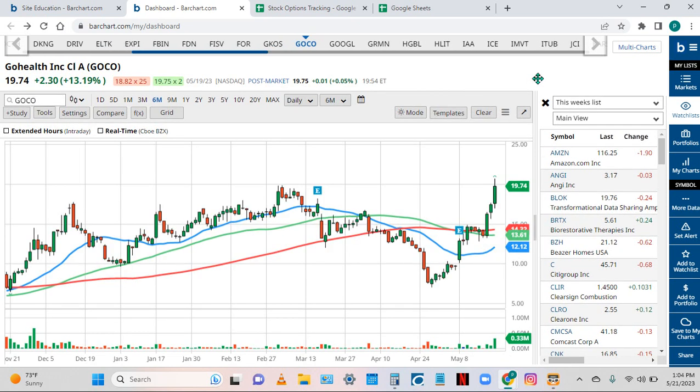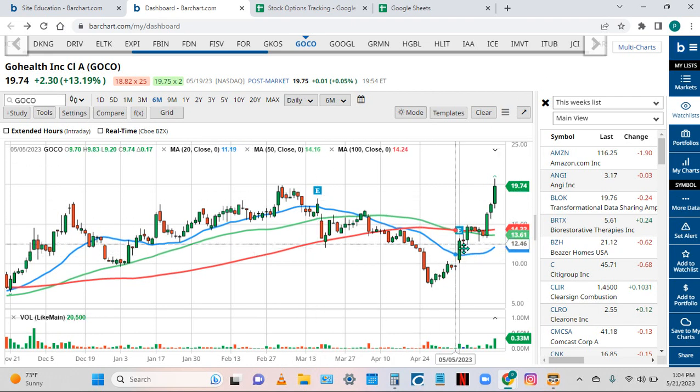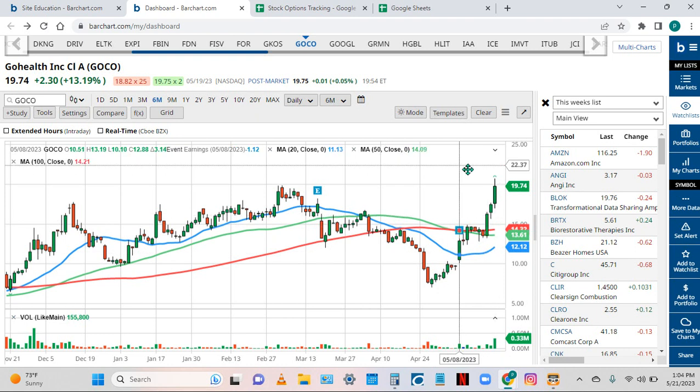Go Health Company has had a lot of back and forth pricing, then all of a sudden it's being bought up. I'm not familiar with this company. After this earnings report, it was sold off, and now this earnings report actually had negative earnings on the bottom line. It went sideways and then just ripped. So this one is more of a watch for me.